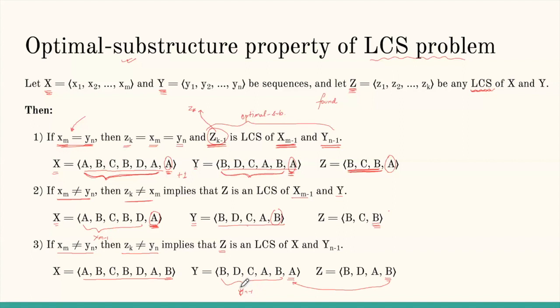So with the optimal substructure property applicable to the LCS problem, we can actually go ahead and apply dynamic programming.